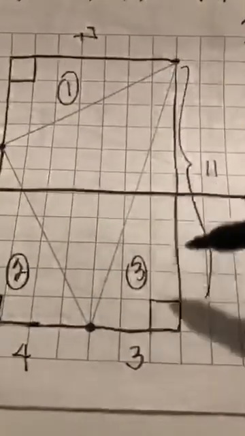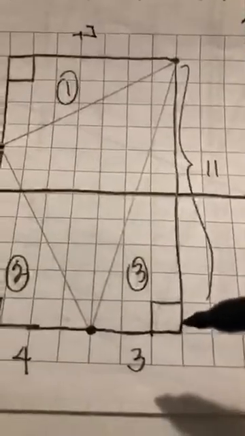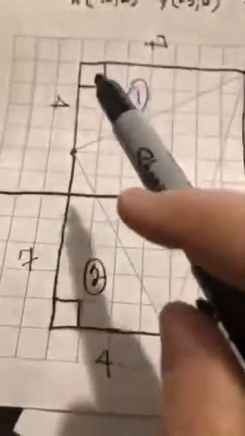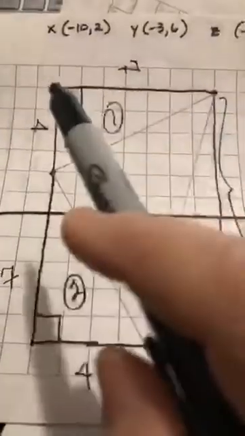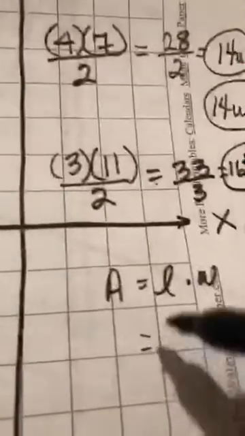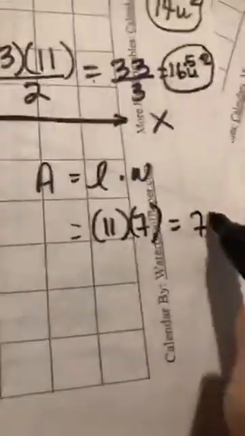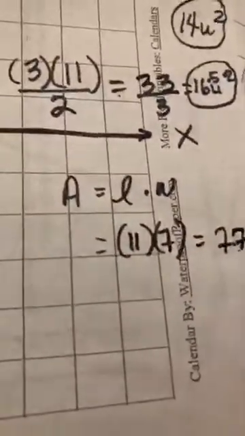We already know from counting the units for this triangle that this whole side is 11. We could either use the top or the bottom. We've already counted all the units for the width of the rectangle, so we know that's 7. So if we have a length of 11 units and a width of 7 units, 7 times 11 is 77.